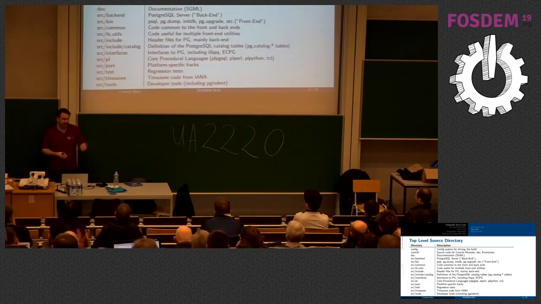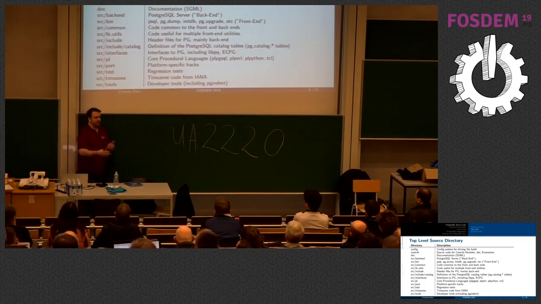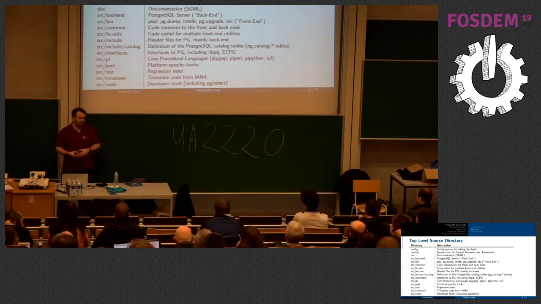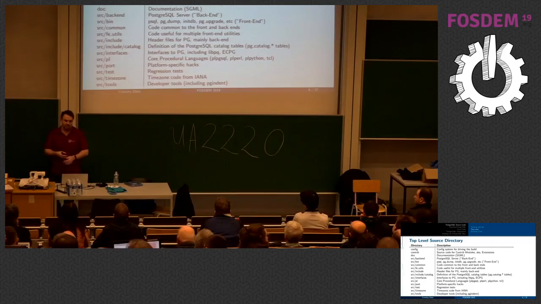We then have src/fe_utils. These are front end capabilities, right? Certain things that make sense to be in the front end that we don't use in the back end go here. So if you're wondering about some new thing you're building, should the common code go into fe_utils or should it go into common? Well, the question is, is it going to be used in the back end? If not, put it into fe_utils.